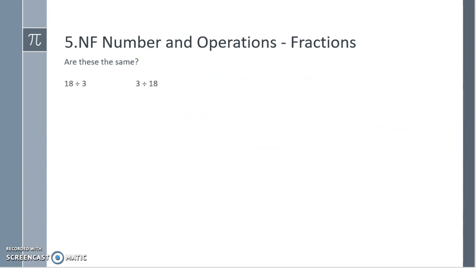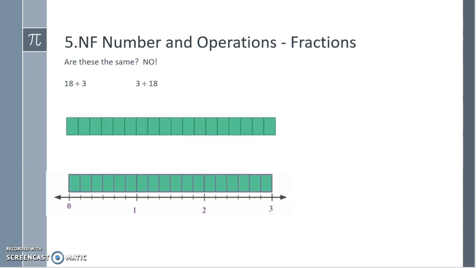Are these the same? Is 18 divided by 3 the same as 3 divided by 18? When I look at my first piece, I have 18 divided by 3. That means that I want to take 18 wholes and put them into 3 different groups. However, 3 divided by 18 means that I want to take 3 wholes and partition them into 18 portions.